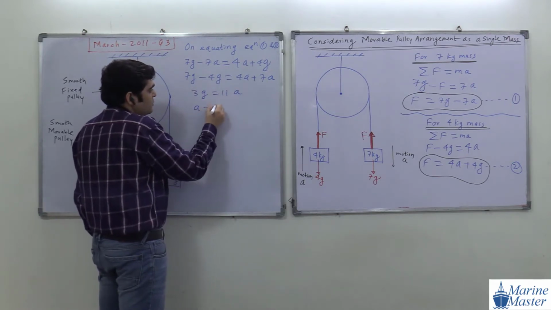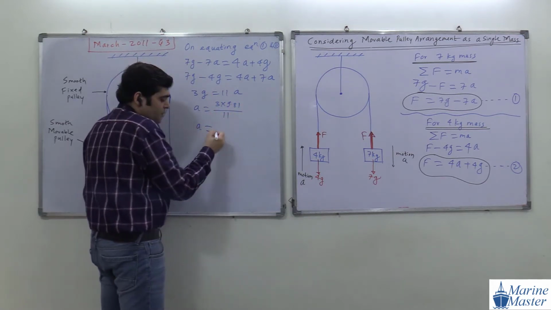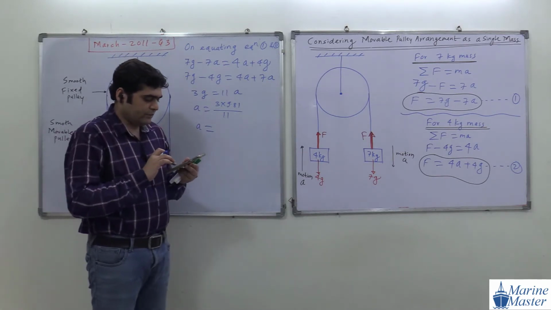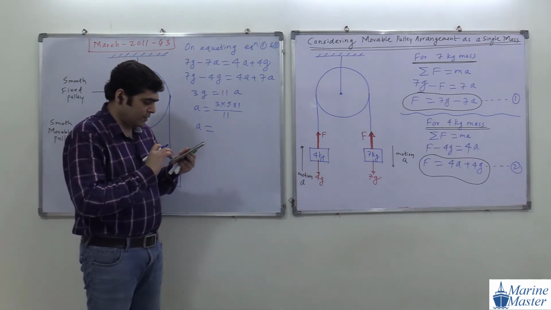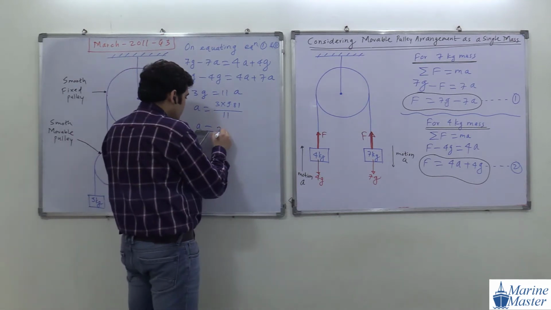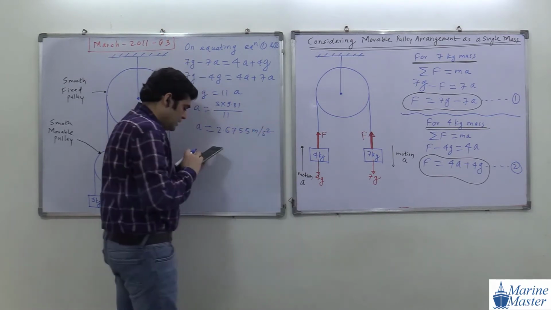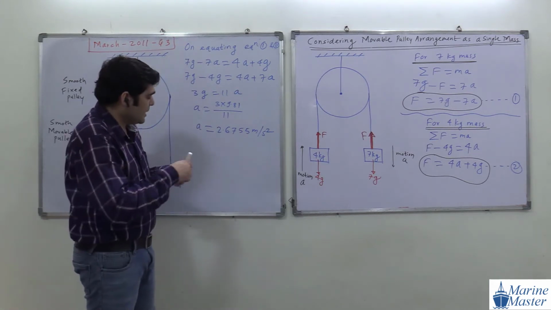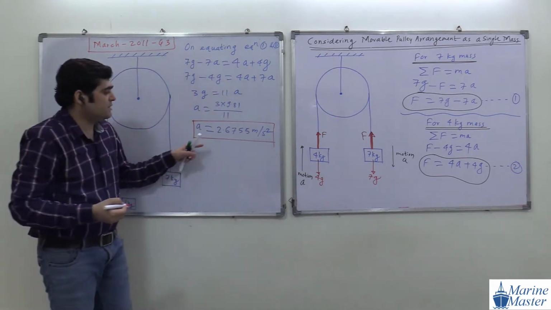So acceleration is equal to what? 3 into 9.81 divided by what guys? 11. So please everyone do the calculation and tell me the value of a. Everyone tell me the value of a. So 3 into 9.81 divided by 11. How much value are we getting? 2.6755 meter per second square. Everyone try to see the scenario here. So this is our answer of A. That is what they are asking us in A part: acceleration of 7 kg mass. Please everyone write down this one.